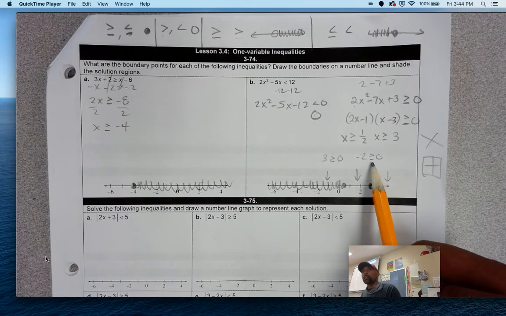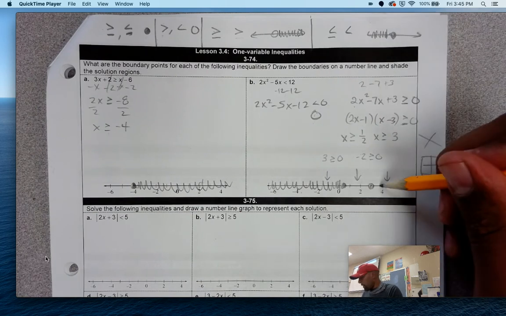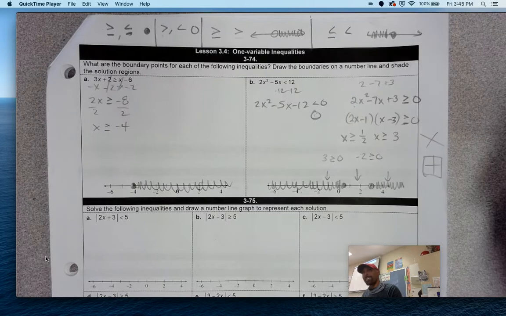Now think about it. Is negative 2 greater than or equal to 0? No, it's not. So these numbers in between those 2 points are not included. Everything outside of it, to the right and to the left, is.